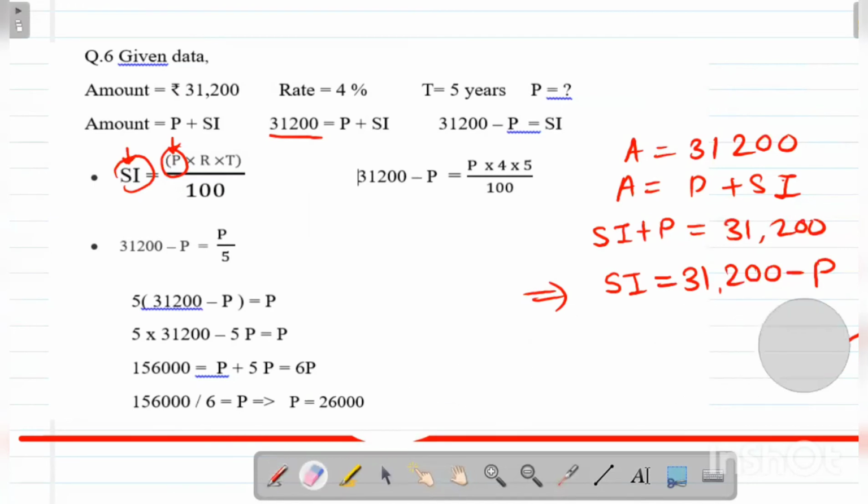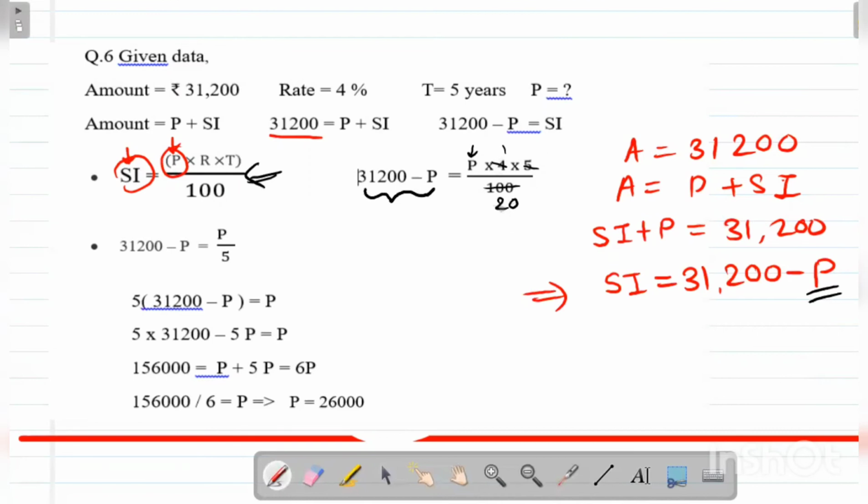Okay, so which have I taken? I have taken the first one, in which the simple interest is converted into terms of principal. Now put this value into the formula. Instead of simple interest, this is 31,200 minus P is equal to, principal is not given, so P will be as it is. 4 is our rate, 5 is our time, and divided by 100. Now if you work carefully, 4 ones are 4, 4 20s are 100, 5 ones are 5, 5 fours are 20.